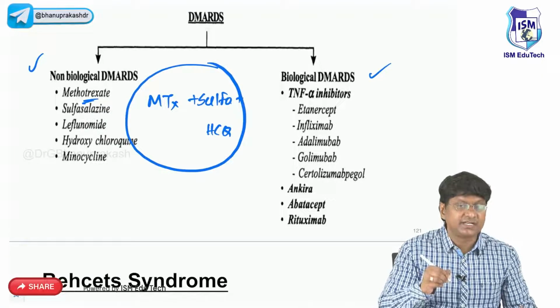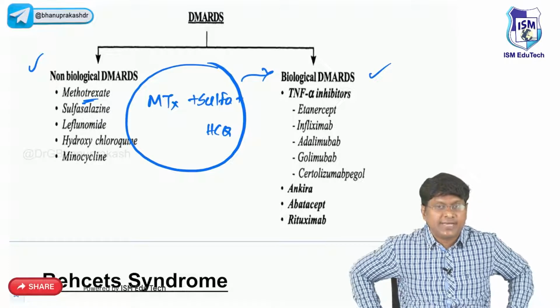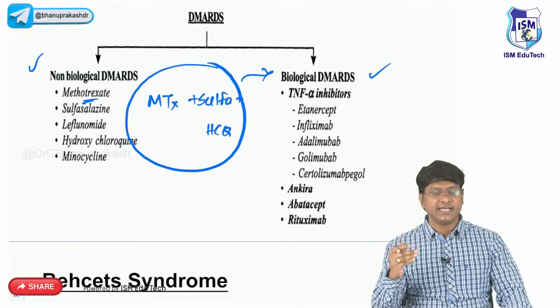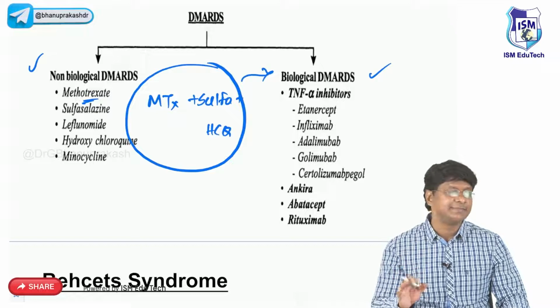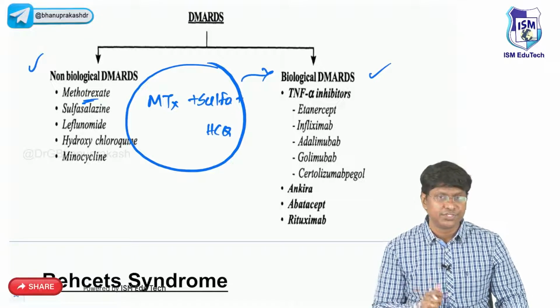And even with this triple therapy, if the patient's symptoms are not responding, then you need to start the biological DMARDs. And these biological DMARDs include the TNF alpha inhibitors, the Ankyra, then abatacept, as well as rituximab. Okay, so this is about the story related to rheumatoid arthritis.